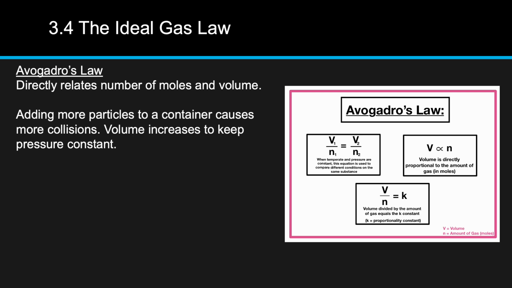Avogadro's law states that volume and the number of moles of gas are directly related as long as temperature and pressure stay constant. Adding more gas particles is going to increase collisions, so the container must expand to maintain that constant pressure. The formula is V1 over N1 equals V2 over N2, showing that volume is proportional to the amount of gas.